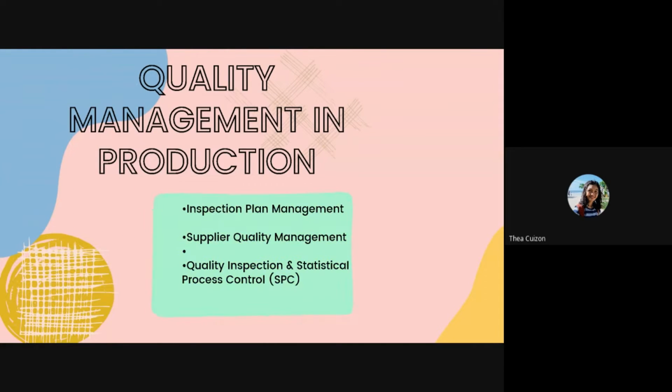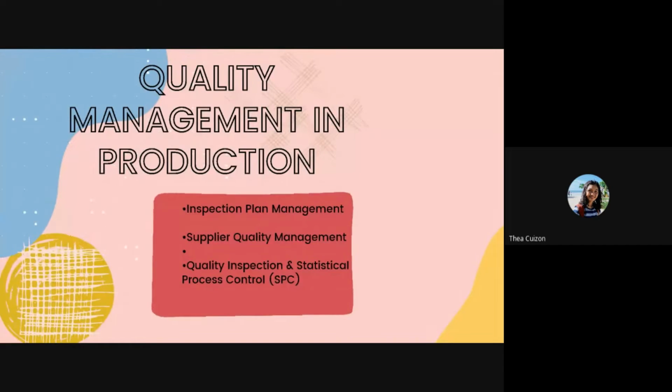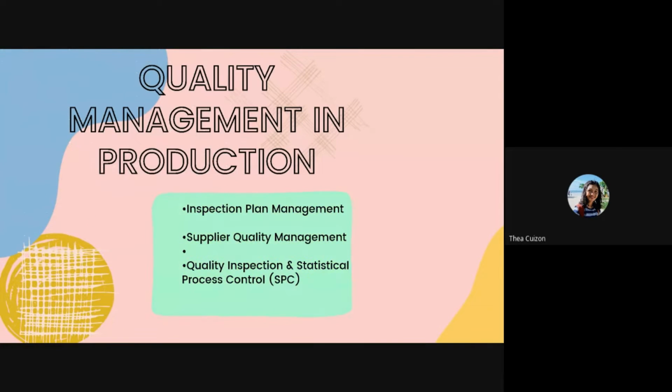So quality management in production has three major features. First is inspection plan management. Inspection plan management is an essential aspect of quality control. In the early phases of the project's life cycle, efficient quality and inspection planning are required due to the complexity of the process. The inspection standard for the company's whole quality-related operations and the control strategies for ensuring product and process quality are defined here.